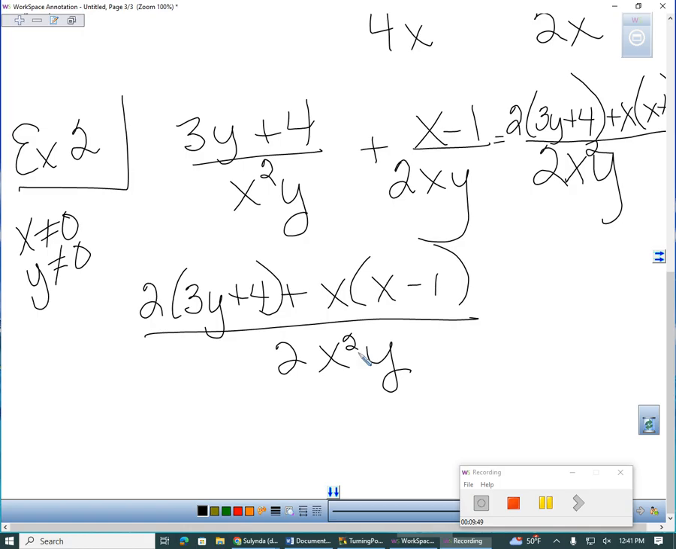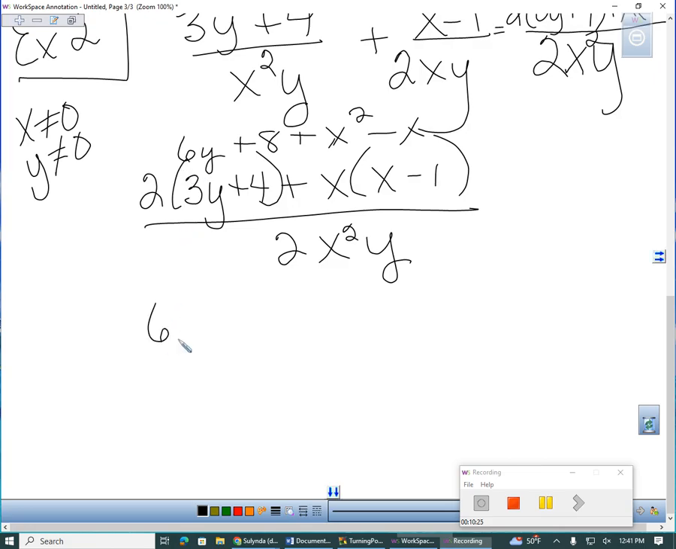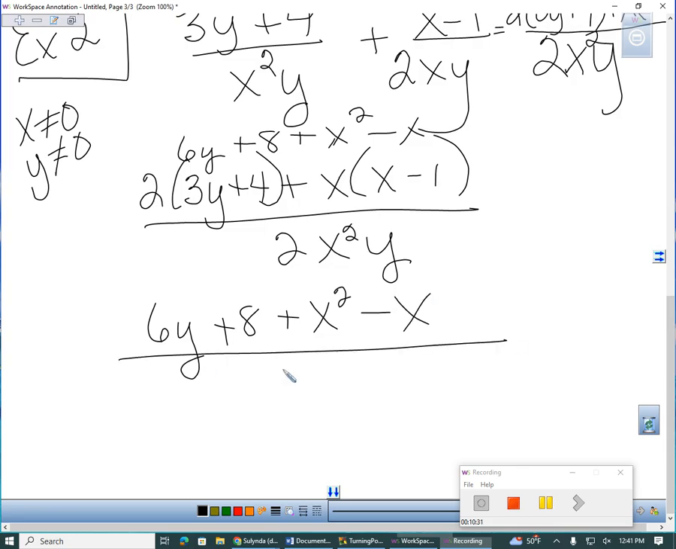So first thing I'm going to do, if I'm simplifying it, I have to distribute, right? So 2 times 3y is 6y. 2 times 4 is 8. Plus, I also have to distribute over here. X times x is x squared. And x times negative 1 is negative x. Is there any like terms I can combine together there? Nope. So my final answer is going to be (6y + 8 + x² − x) all over 2x²y.